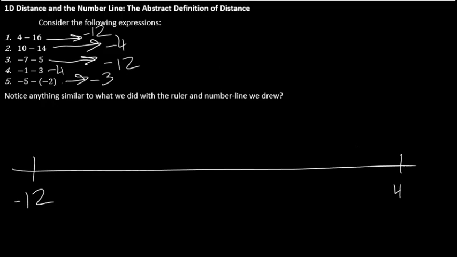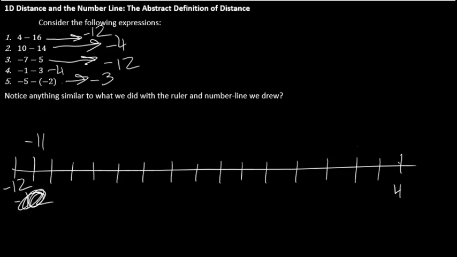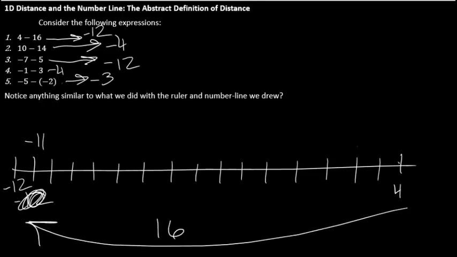So what we end up with, if we count, just like we did on the number line, if I count back 16, so 3, 2, 1, 0, and then negative 1, negative 2, negative 3, negative 4, negative 5, negative 6, negative 7, negative 9, negative 10, negative 11. So I ran out of room. We'll call this negative 11. And this is negative 12 here. So that was 16 spaces there, right? It was just like what we did when we calculated distance.